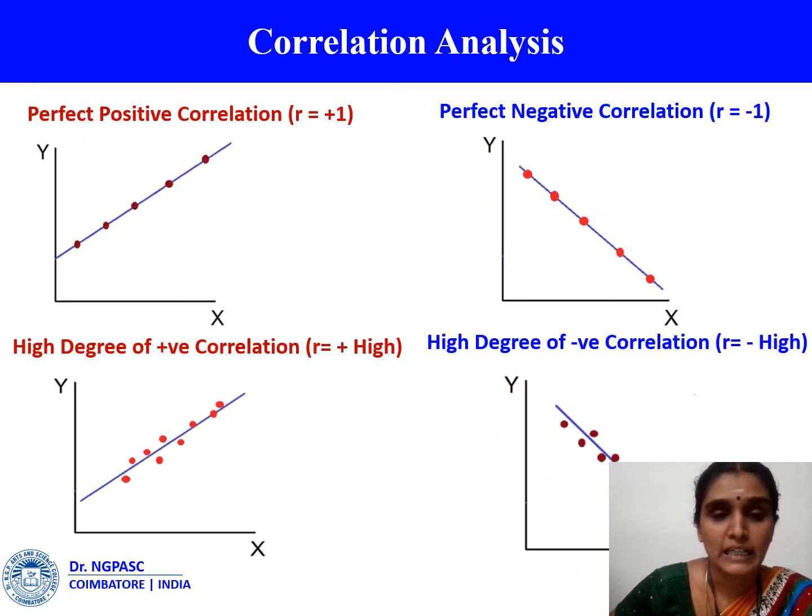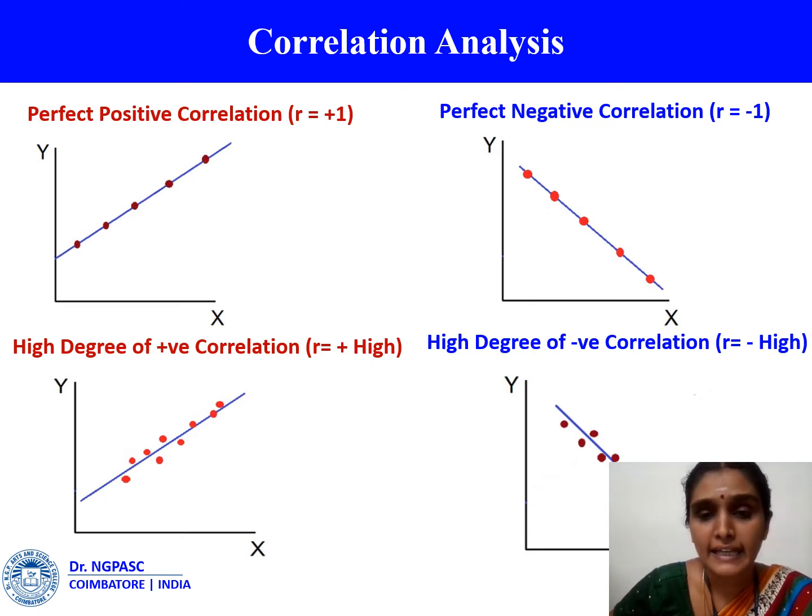These are the scatter diagrams to show the classifications of correlation. In the first diagram, all the plotted points lie on the straight line. And this is the line of x is equal to y. So this line x is equal to y implies that whenever x is increasing, y is increasing simultaneously. Similarly, whenever x is decreasing, y is decreasing simultaneously. So it is called perfect positive correlation. Here r is equal to +1.